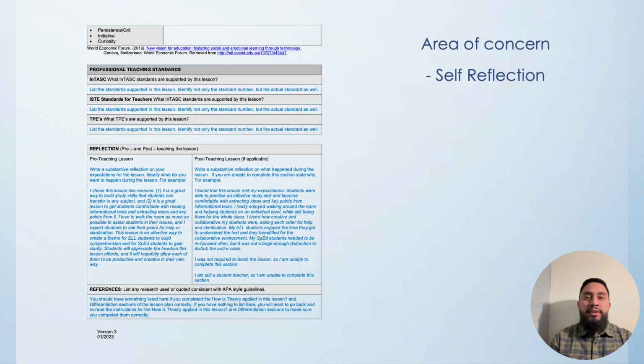Another area of concern, or something that I'm going to be challenged with personally, is the self-reflection section. And that is because it's hard for me to sometimes make improvements based on the critiques of my own or the critiques of others. So on the contrary, I'm actually very grateful that there is an area of self-reflection, because that's definitely something I want to work towards in my teaching career.